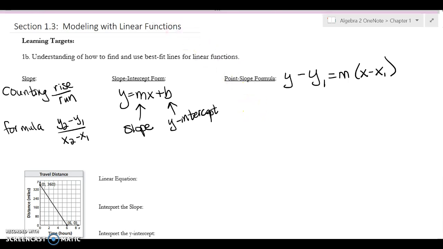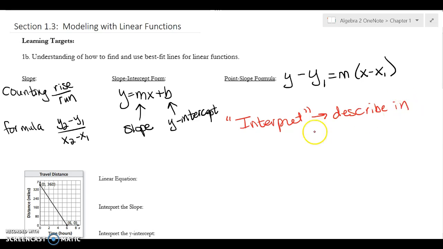There are some things that I need to include because some of these problems are going to ask you to interpret. When something asks you to interpret, that's asking you to describe it in words, and what's going on in the scenario. So describe in words to explain the situation. Someone who doesn't see the graph and doesn't know what I'm talking about should be able to understand what I'm talking about. All right, so let's look at this first part.